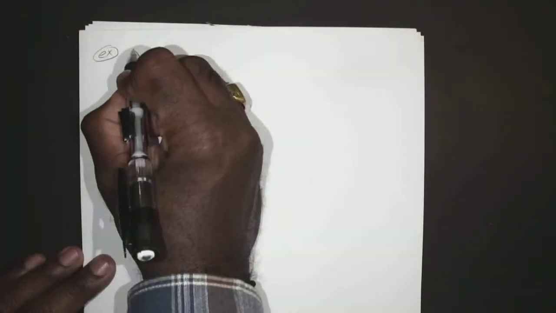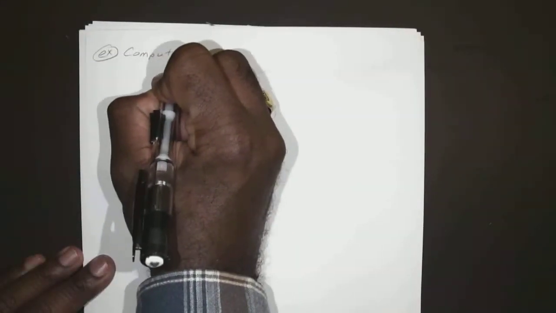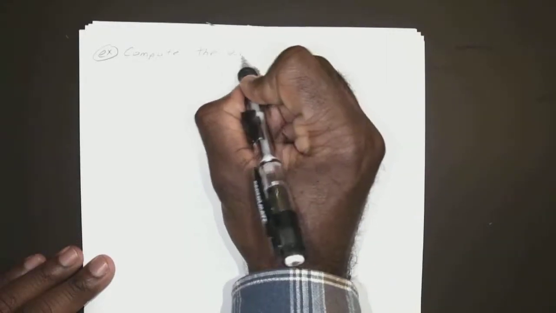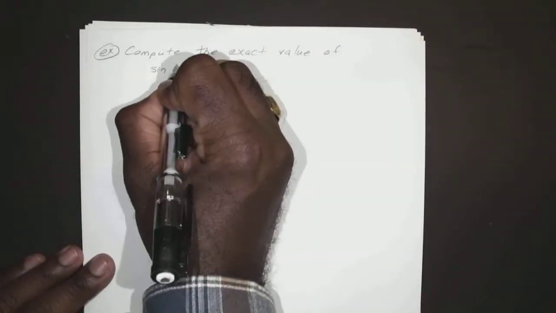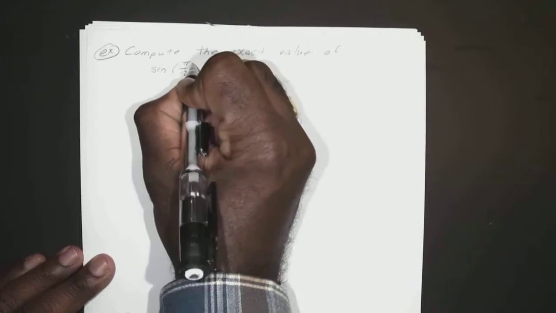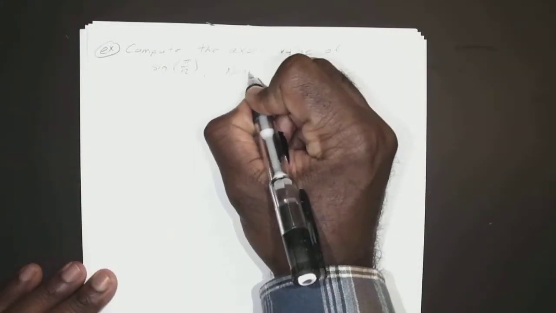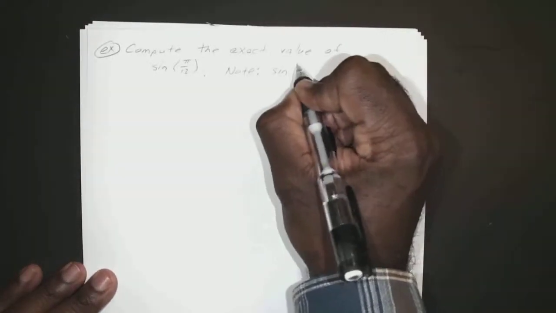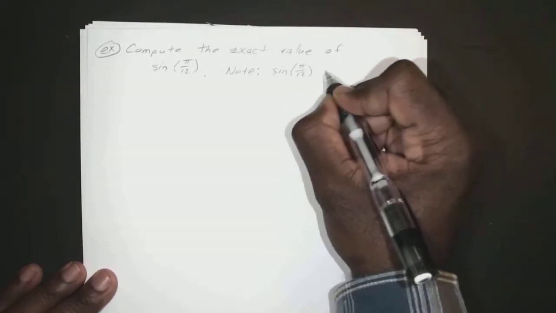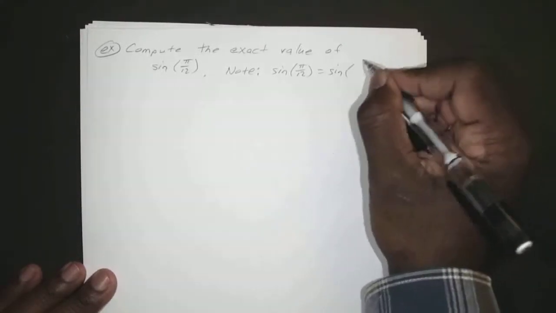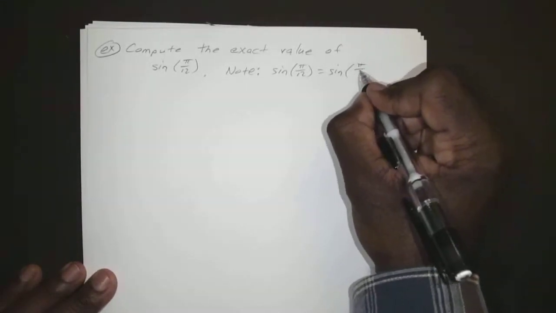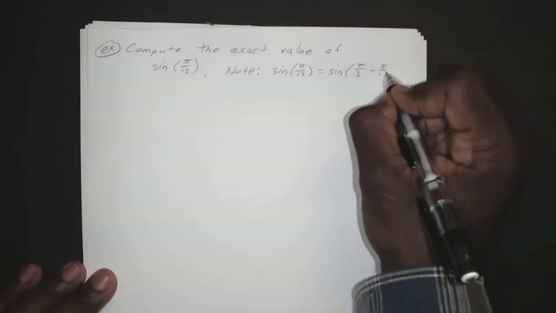Okay, so let's say for our next example, we want to compute the exact value of sine of pi over 12. And just make a quick note that sine of pi over 12 is actually equal to sine of pi over 3 minus pi over 4.